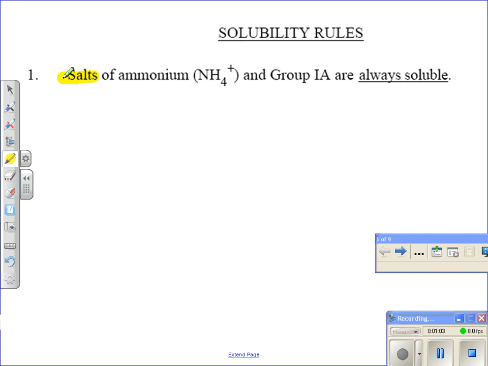First thing, ionic compounds that are salts of ammonium. If it contains NH4 or any group 1A metal, it is always soluble. The rules are applied in order, but that's the first rule and the one that's easiest to apply. If it has NH4 somewhere in the formula or a group 1 metal, it's always soluble.